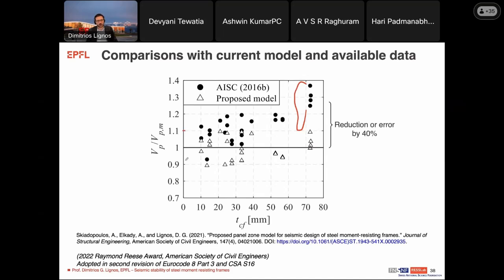And notice here a small variation in the predicted strength. This is because here we compare with direct measurements from prior tests. As I mentioned, the model has been adopted in the second revision of Eurocode 8, Part 3, as well as the Canadian provisions. And this is one of the works we've done that received the Raymond Reese Award because of the impact to design.